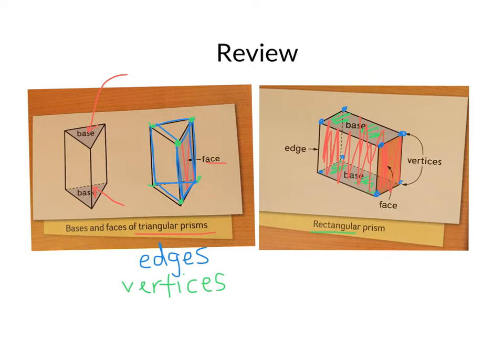And then when we're talking about edges, we're talking about this. 1, 2, 3, 4, 5, 6, 7, 8, 9, 10, 11, 12. So we would have 12 edges for that.